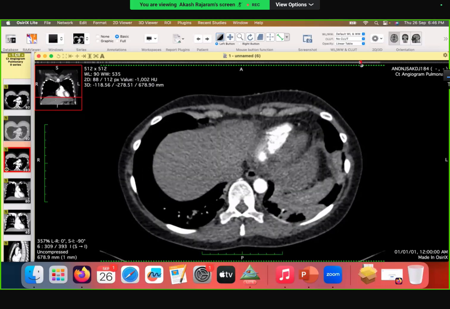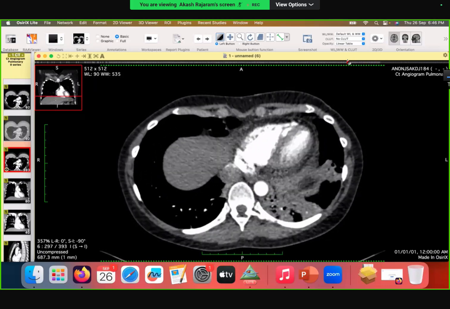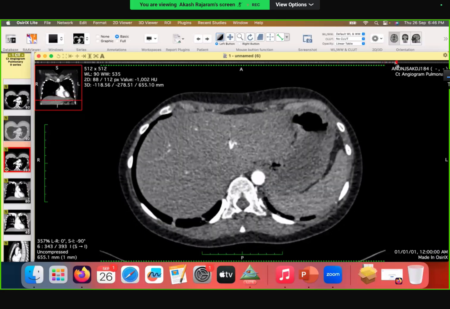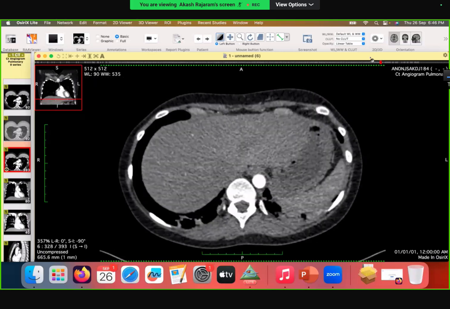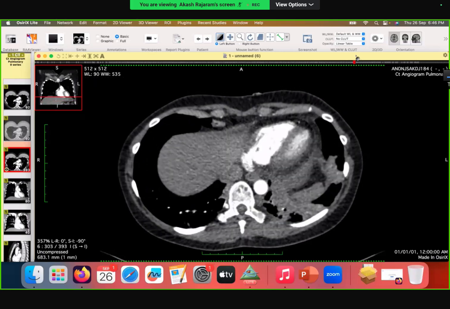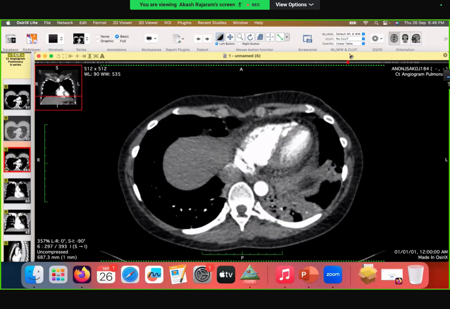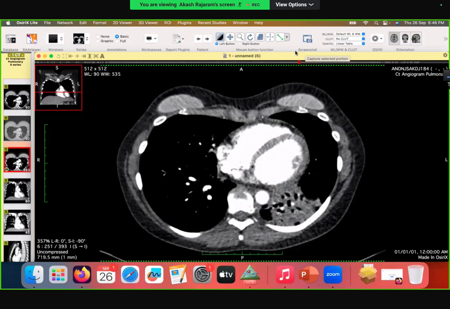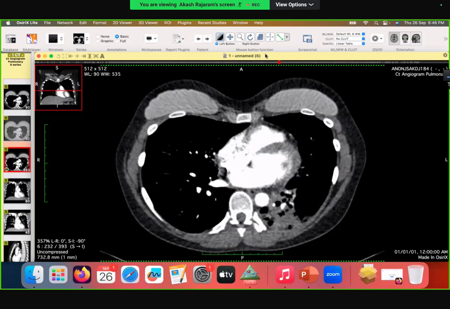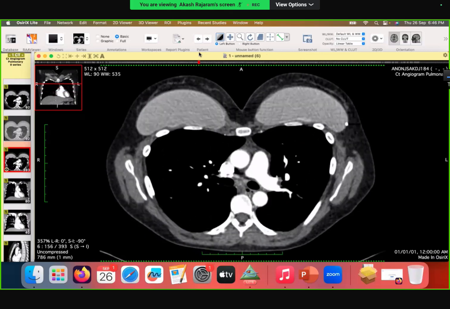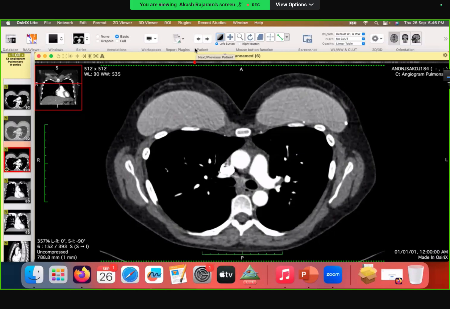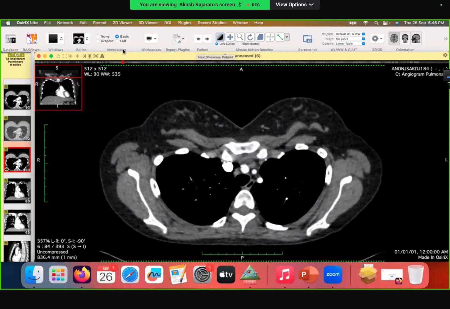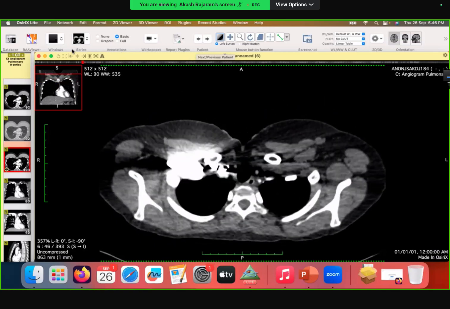And there are some cystic changes in the area. No evidence of systemic arterial supply, and I didn't detect any endobronchial lesion, but I would like to check it on the lung window if available as well.